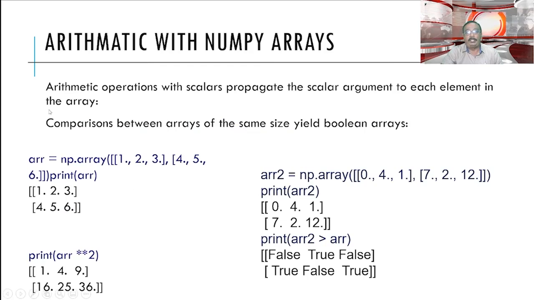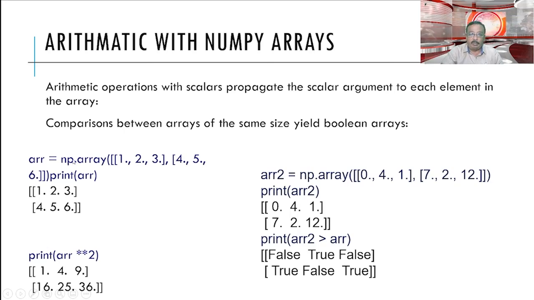Now coming to operations on arrays, we are going to see some arithmetic operations. Arithmetic operation with a scalar propagates the scalar argument to each element in an array. Suppose if you want to multiply an element of the array, each element in the array will be multiplied. For this, you are going to have an example. So you are going to have 1, 2, 3 as a list, 4, 5, 6 another list.